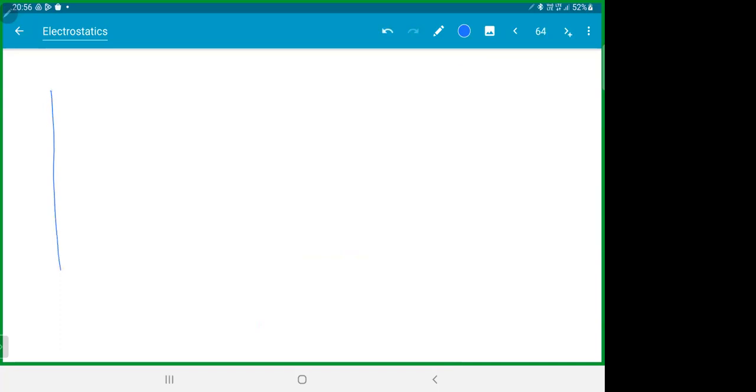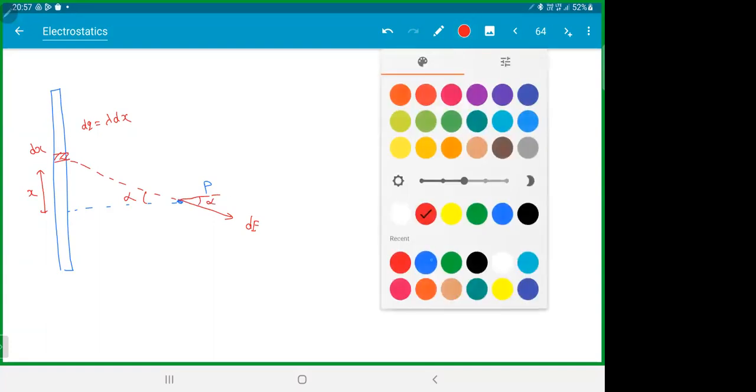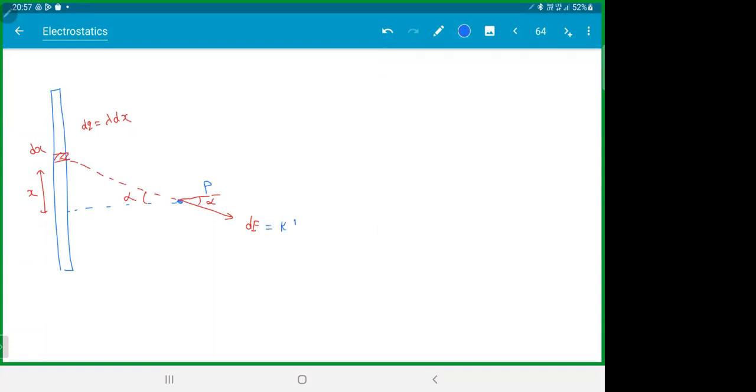See how to integrate this. At a distance x from this point, take a small piece dx. The charge dq will be lambda into dx. This small piece will give a field this way, dE. Let this angle be alpha. The value of dE will be k dq by r square. r is this distance, d is this distance.